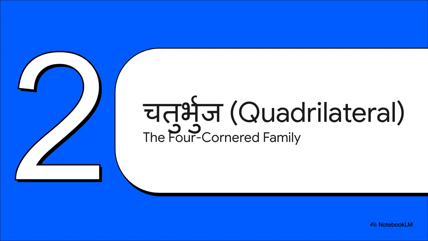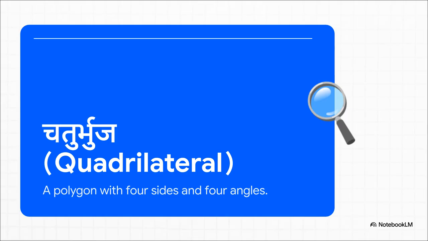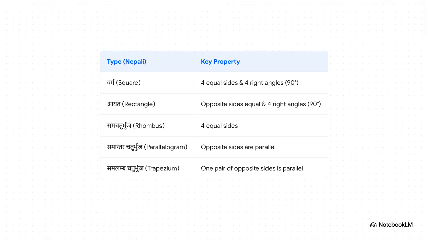All right, so we've mastered 3 sides. What do you think happens when we add one more side? Well, we enter this huge and really diverse family of shapes called quadrilaterals. A quadrilateral is simply any polygon that has 4 sides and 4 angles. And this category, as you're about to see, includes some of the most common shapes that we interact with every single day. So let's meet the main members of the family.